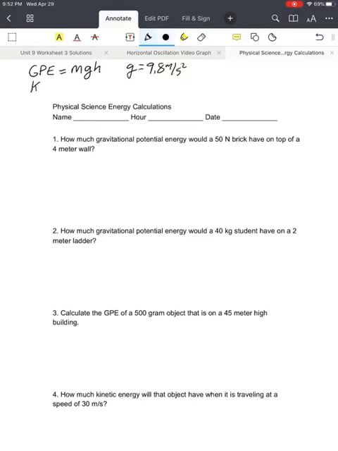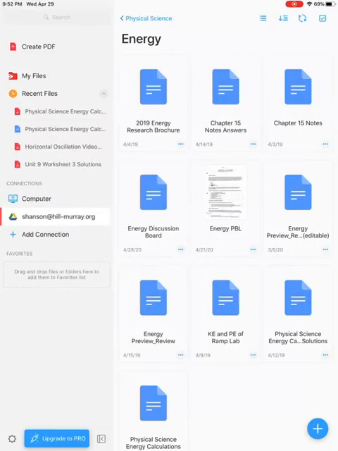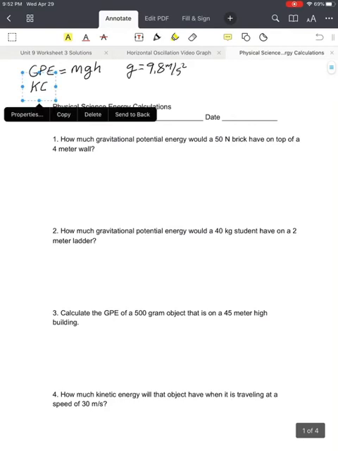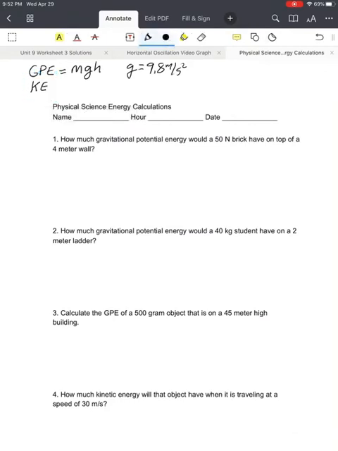Now kinetic energy is equal to 1/2 mv squared. And so kinetic energy is KE, and the m here is mass, once again, and v is the velocity squared or speed squared. And so those are the two specific equations for your two energy types that you'll be dealing with here. And then one thing I do want to point out is that ME, which is mechanical energy, is the sum of your gravitational potential energy and your kinetic energy.